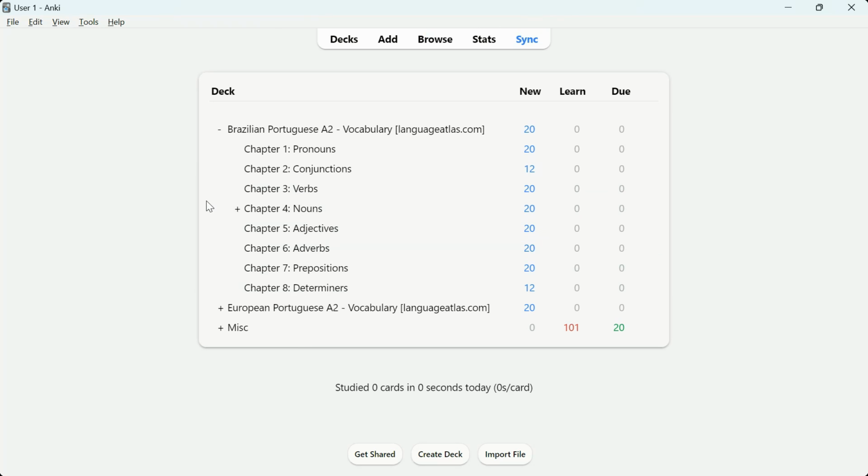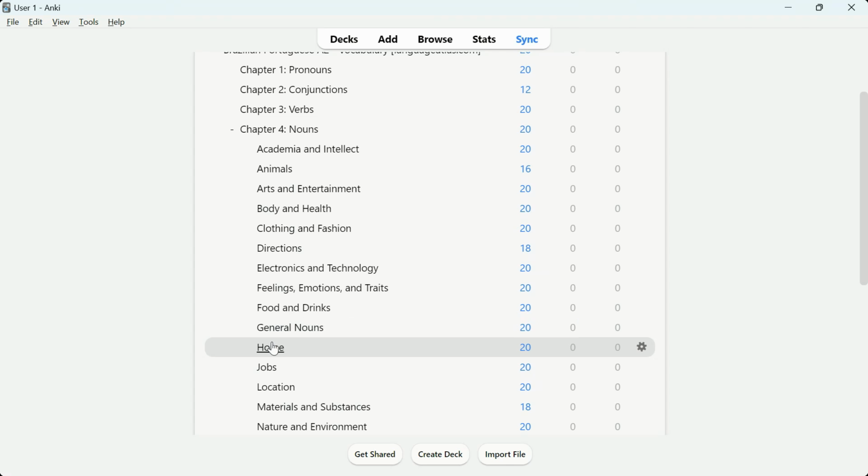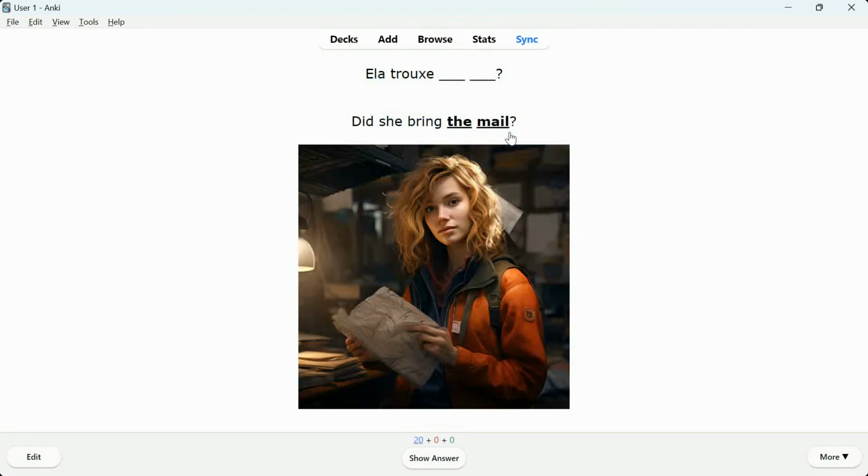Now, even if you're interested in the other version of Portuguese, I urge you to keep watching. That's because in terms of course structure, in terms of setup, they're exactly the same. But as I mentioned before, the words, the sentences, the audio, the IP notation, that is different. So you will learn a lot, even if you're interested in the other version of Portuguese. So I'll begin with chapter 4 nouns, and then I'll go to home, and then I'll click on study now.